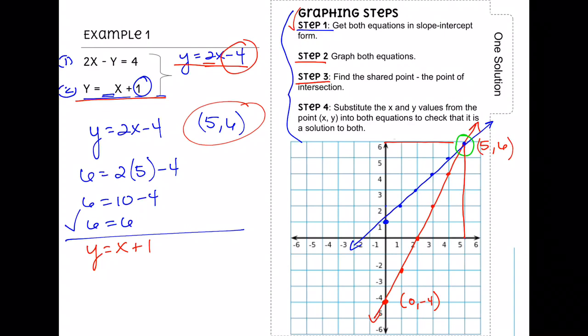Again, I have 5 for y, 6 for y, and 5 for x. So 6 equals 5 plus 1, or 6 equals 6. So we just double-checked that our graphical solution was correct. The point (5, 6) is the solution to our system of equations. This is an example of a system that has exactly one solution. Let's take a look at another.